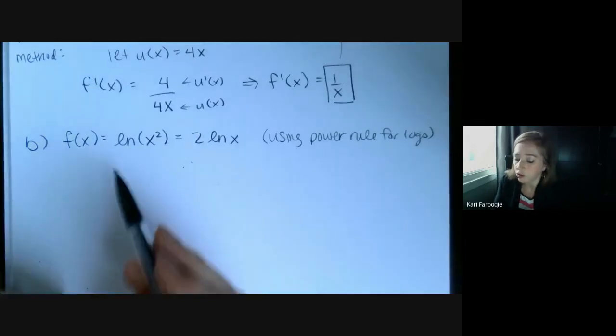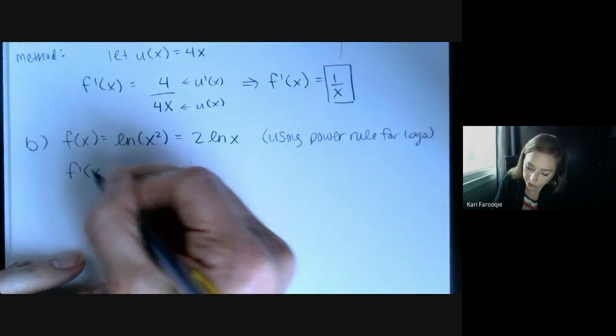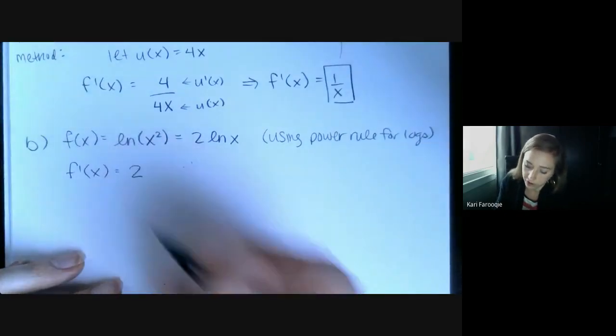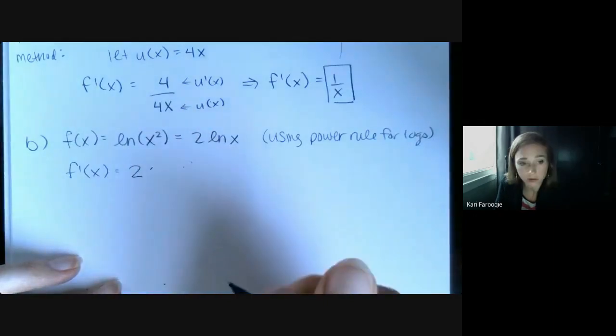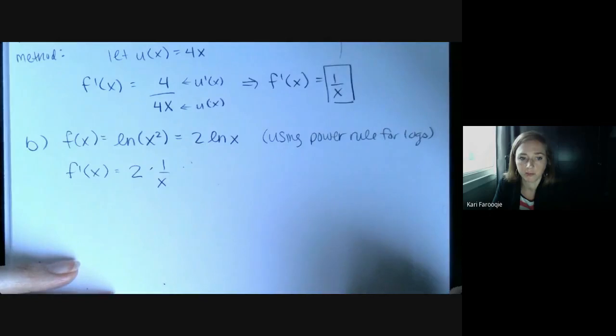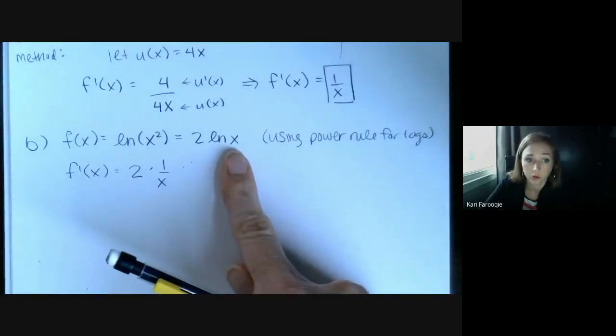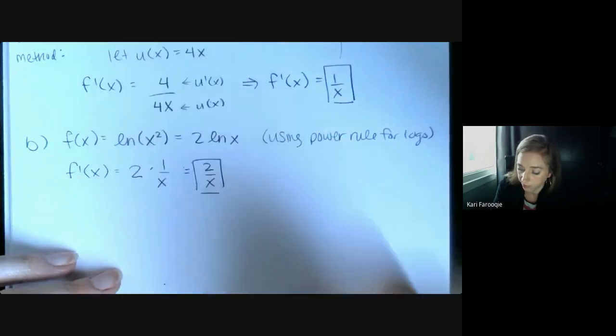So you took natural log x squared and you rewrote it as twice the natural log of x. Now you can take its derivative. The constant multiple rule still applies. You'll have twice, and then the derivative of the natural log of x, we said was 1 over x. We don't have a function u of x in this case, we just have x. And your derivative is just 2 over x.